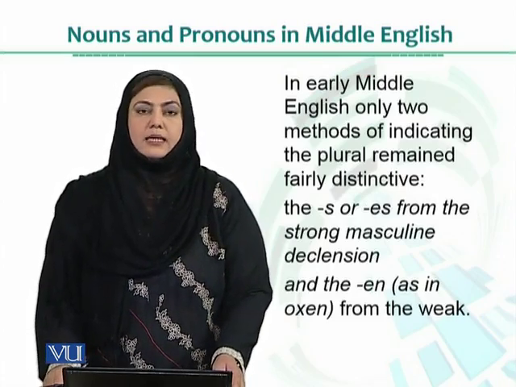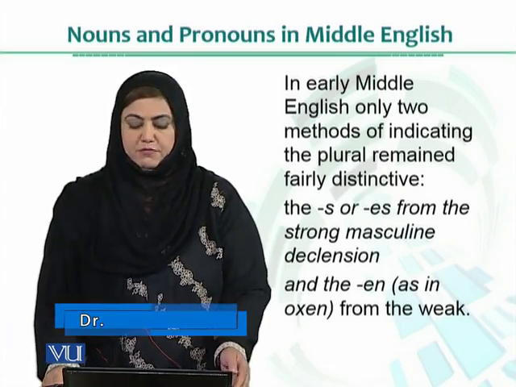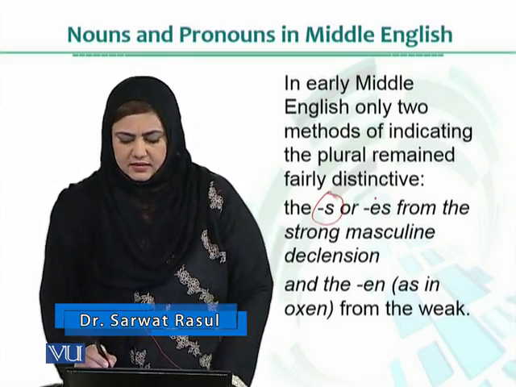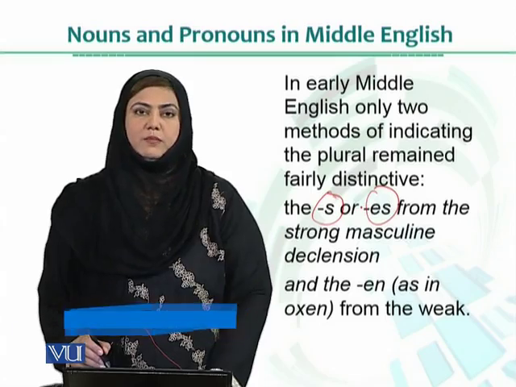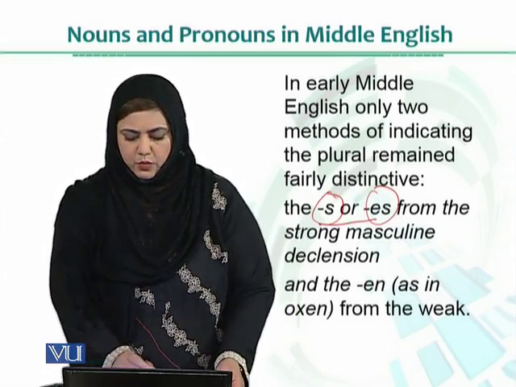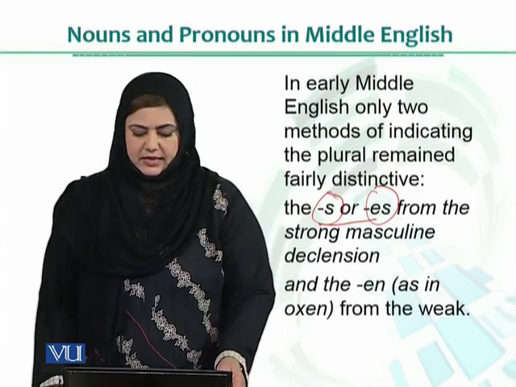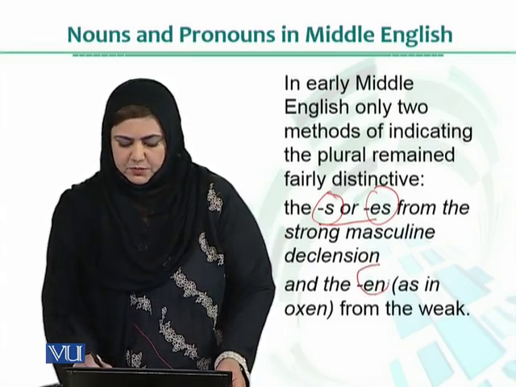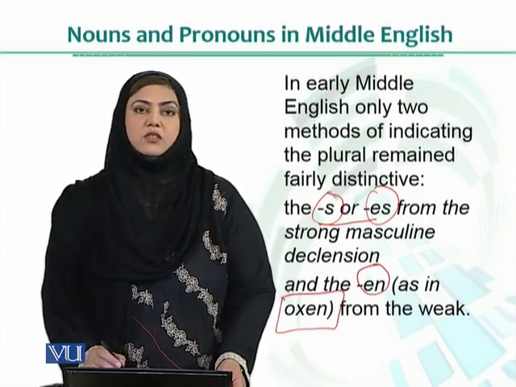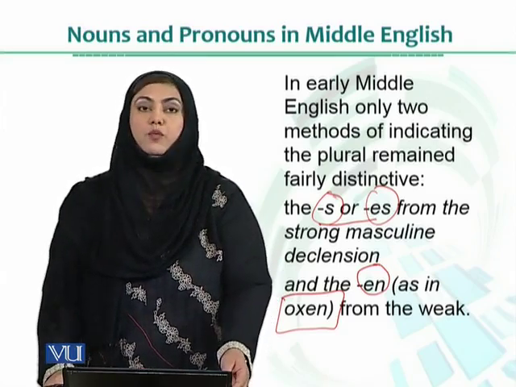Well, dear students, in early Middle English, only two methods of indicating the plural remained fairly distinctive. One, as you look at the screen, is the use of S. The other is the use of ES to make the plurals, by adding both of these at the end of a word. These were used with the strong masculine declension, and this particular EN, as used in oxen, was used to make plurals for words with weak declensions.